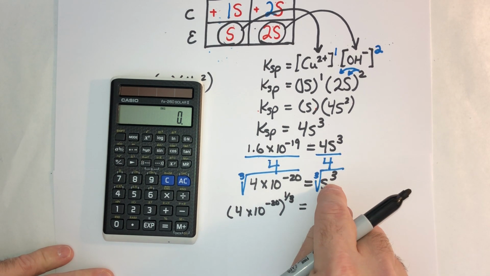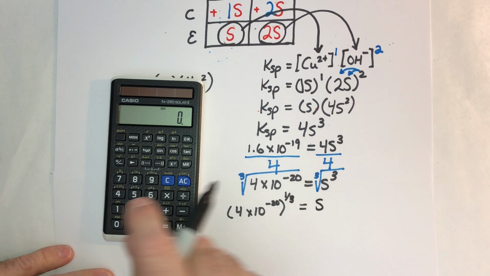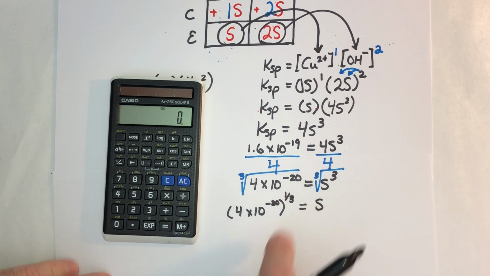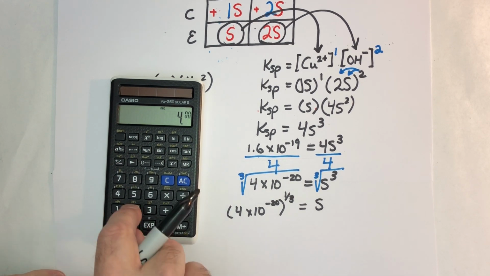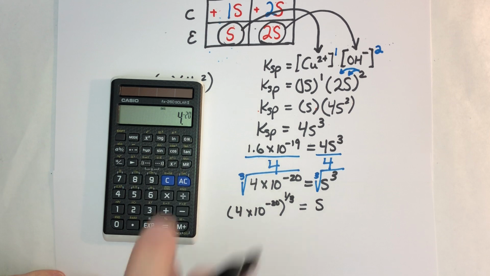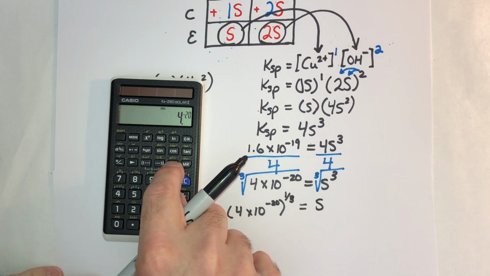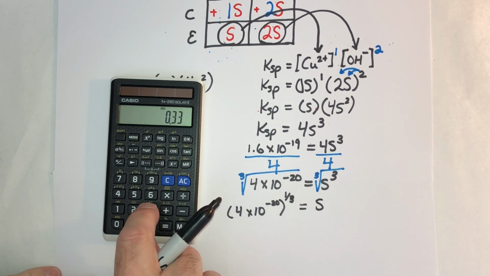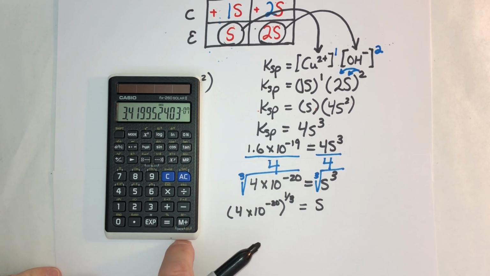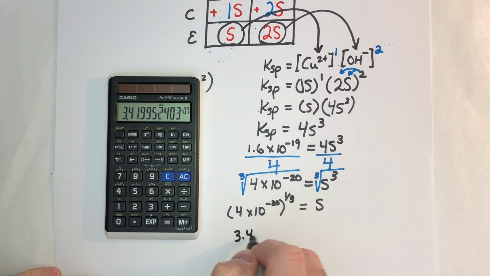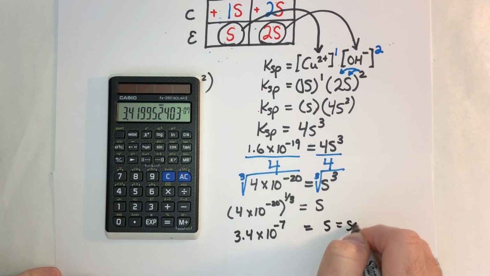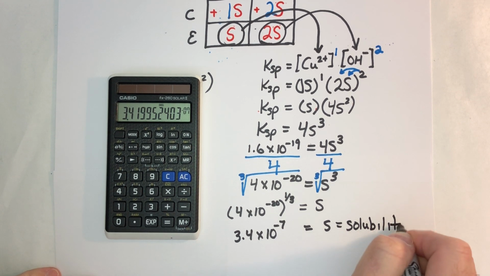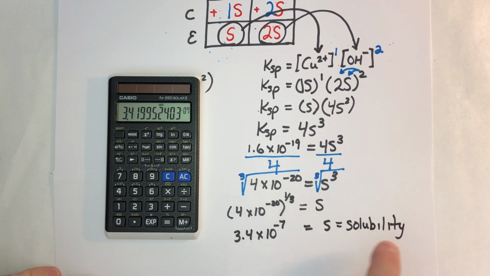Now, if you're taking the cube root of s cubed, that's just s. So all I need to be able to do now is take this number and take the cube root of it. So 4 times 10 to the minus 20, X to the y, and 1/3 is 0.333333. So my calculator tells me the answer is 3.4 times 10 to the minus 7 equals S. Now the S is your solubility. And if it's a solubility, you have to have units. So this would be moles per liter.